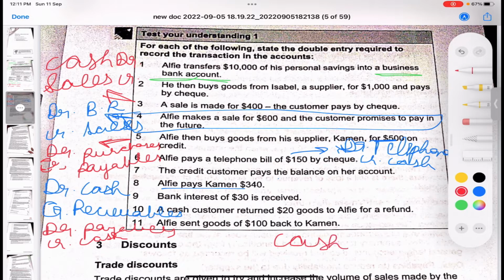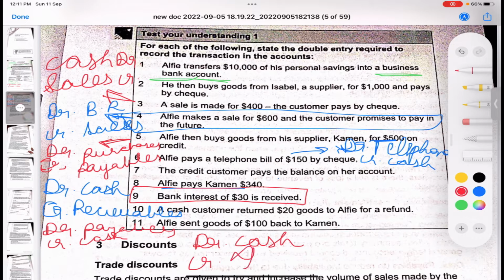Bank interest of $30 is received. So what is that? Tell me. I'm giving you a minute to think on it. Yes. So it is nothing but cash gets increased and interest income also gets increased, right, by 30.